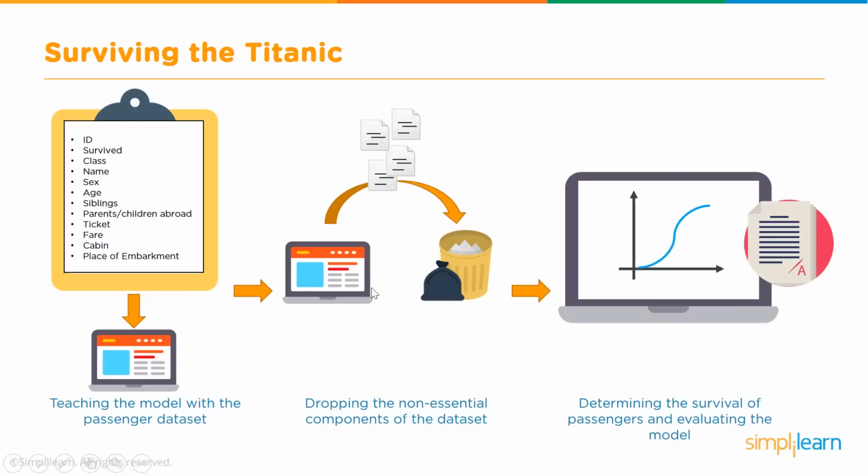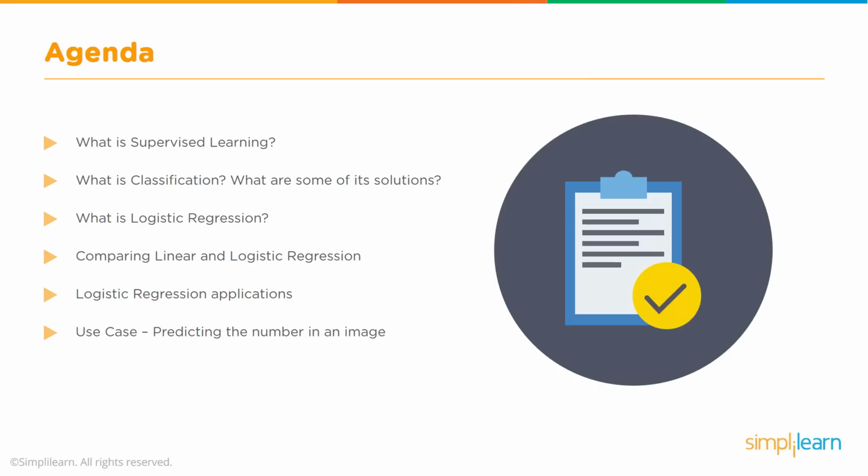During the process of building the model, we probably will remove some of the non-essential parameters or attributes here. We only take those attributes which are really required to make these predictions. And once we train the model, we run new data through it, whereby the model will predict whether the passenger has survived or not.